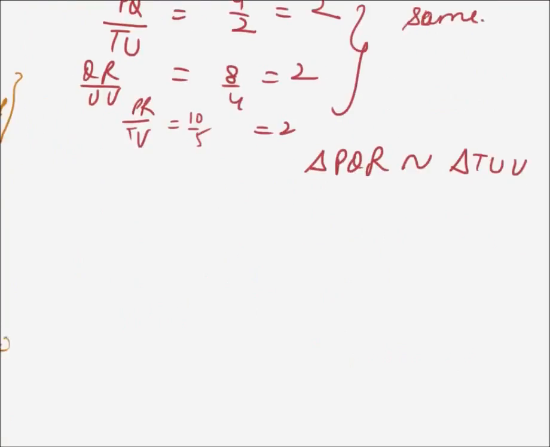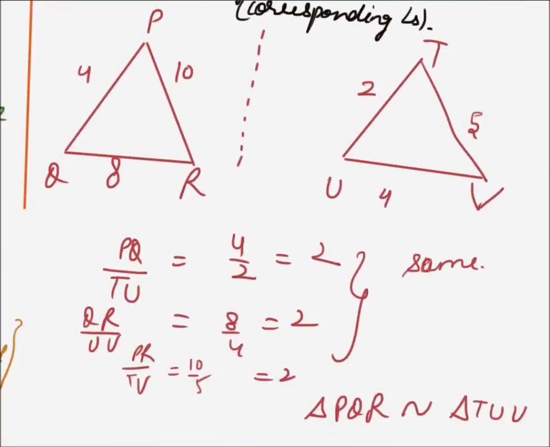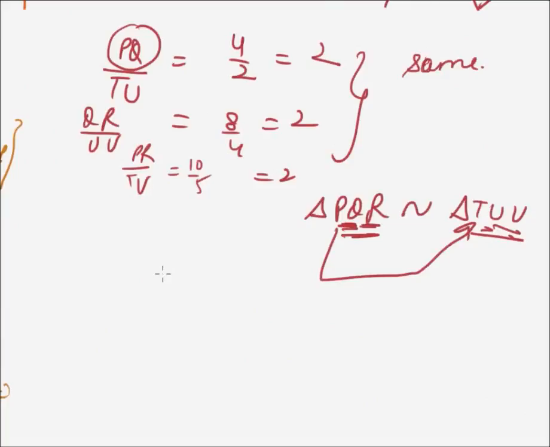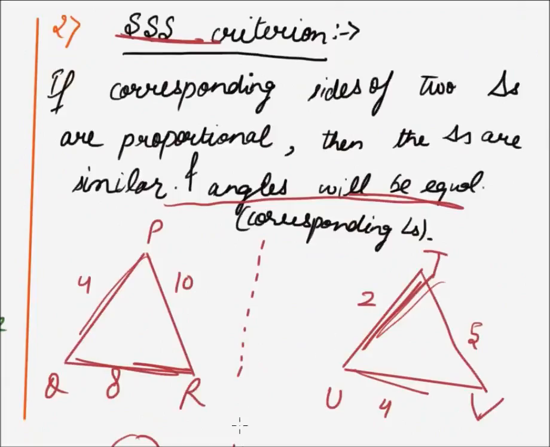Now if the triangles are similar, the second part says that their corresponding angles will be equal. Why have we written PQR and TUV? Because PQ is corresponding to TU and QR is corresponding to UV. So their corresponding angles will be P and T, that is angle P will be equal to angle T and angle Q will be equal to angle U. Similarly, angle R will be equal to angle V. So this was the triple S criteria.